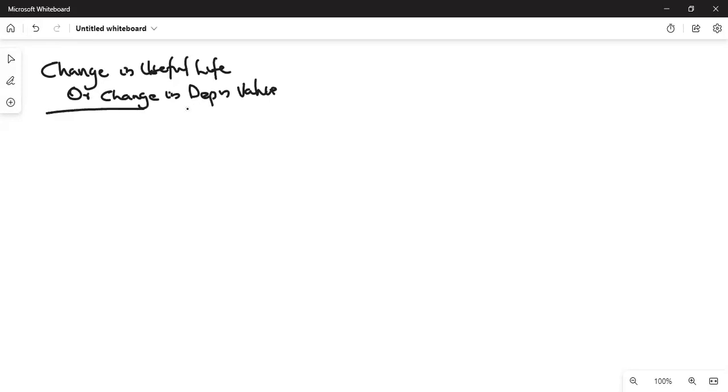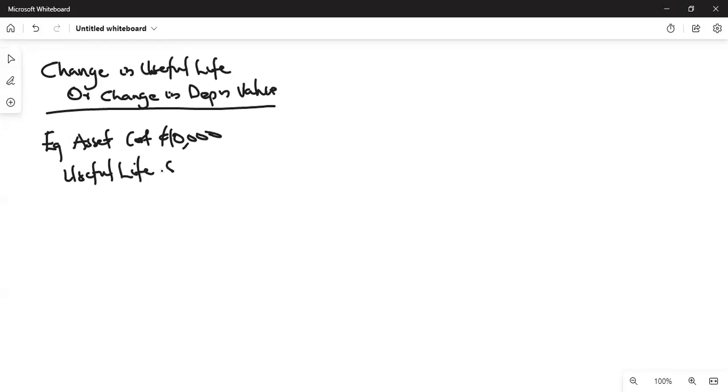This is something that I want us to also look at. I'm going to use an example. So you have an asset which costs 10,000. Then useful life. So it's not always a change. It can be a change in the depreciation value. Useful life is 5 years. So this asset was bought on 01/01/2020.